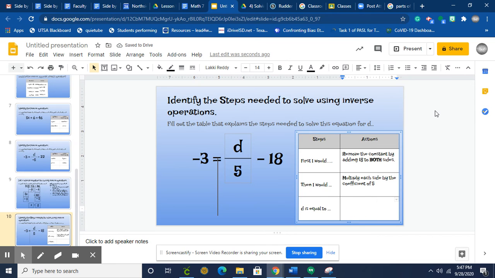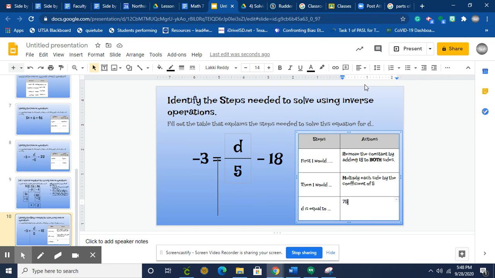In this case, what you guys would get is 15 times 5, which gives me a product of 75. I do 75 divided by 5, that gives me 15. 15 minus 18 would come out to negative 3, and we're balanced.